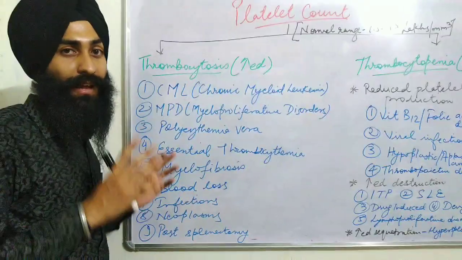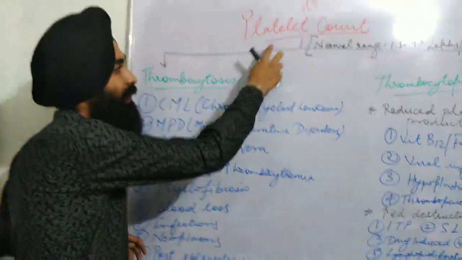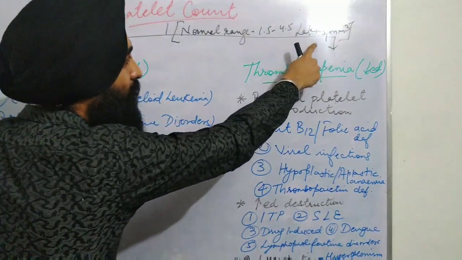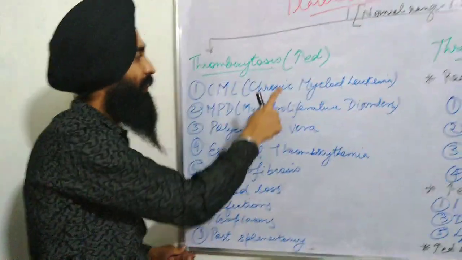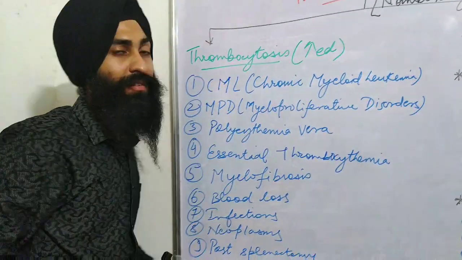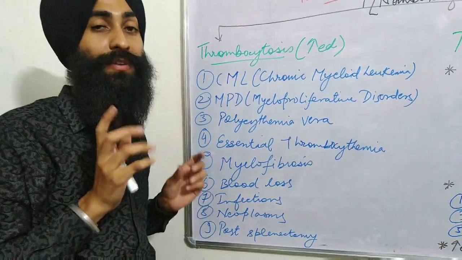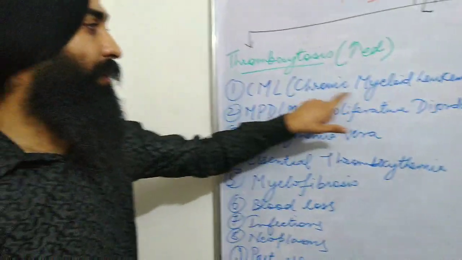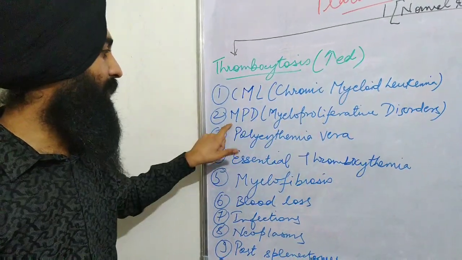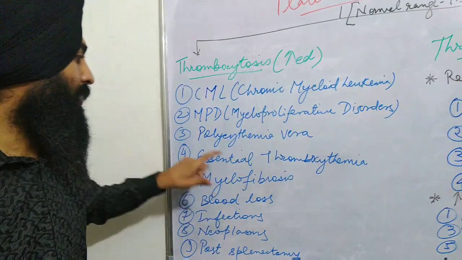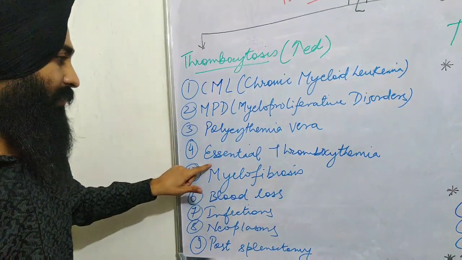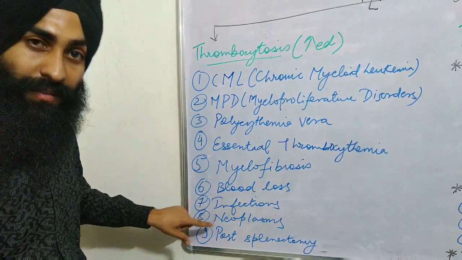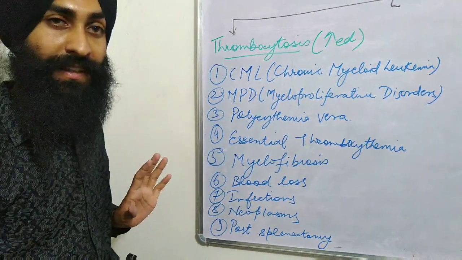Now let us come to the last parameter of CBC, that is platelet count. The normal range is 1.5 to 4.5 lakhs per cubic millimeter. If they are increased, the condition is called thrombocytosis, and the platelet count ranges from 5 to 10 lakh per cubic millimeter. The conditions will be CML, that is chronic myeloid leukemia, MPD is myeloproliferative disorders, polycythemia vera, essential thrombocythemia, myelofibrosis, blood loss, infections, neoplasm, and post-splenectomy.